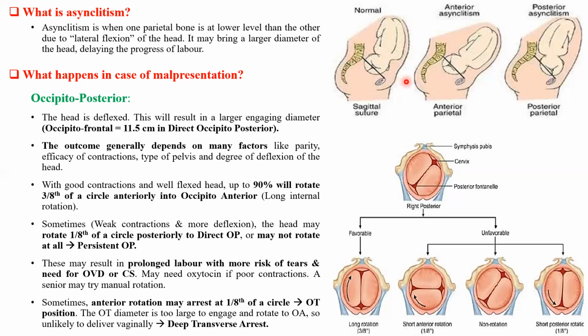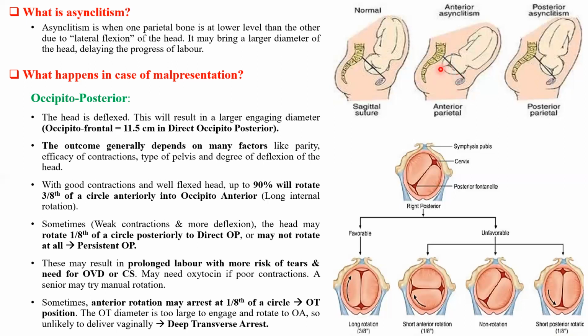But asynclitism is when one parietal bone is lower than the other one. It occurs due to lateral flexion of the head, either anterior or posterior. So this will bring a larger diameter of the head, and this will delay the progress of labor. So asynclitism means the head is presenting by one of the parietal bones.